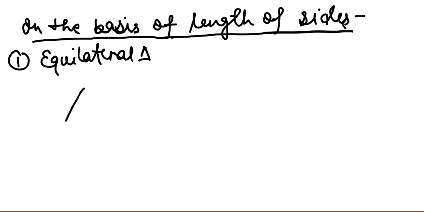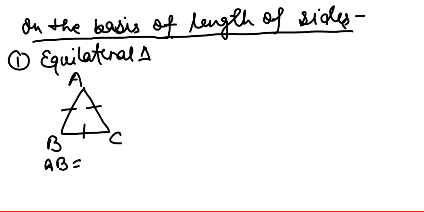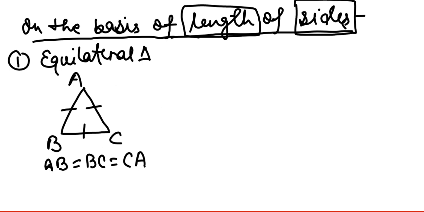Suppose we have a triangle, let us consider ABC. Equilateral triangles are those triangles whose all sides are equal. That is, the length of AB is equal to the length of BC, which is equal to the length of CA. Here we are talking about the length of the sides only, and nothing more than that. We will be discussing the properties of equilateral triangles and the other types of triangles in some other video, but here, on the basis of length of the sides only, we are talking about the classification of triangles. Therefore, the first type of triangle is the equilateral triangle.